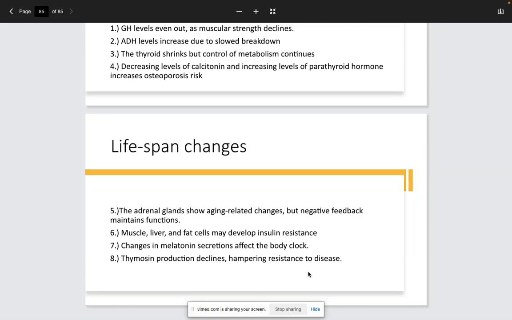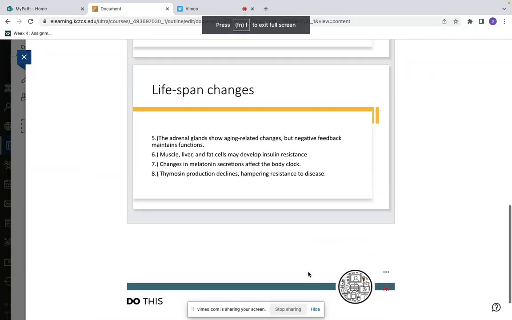Guys, this is pretty much the lecture. We'll have a review before we get into our first exam, but this is the first endocrine lecture.